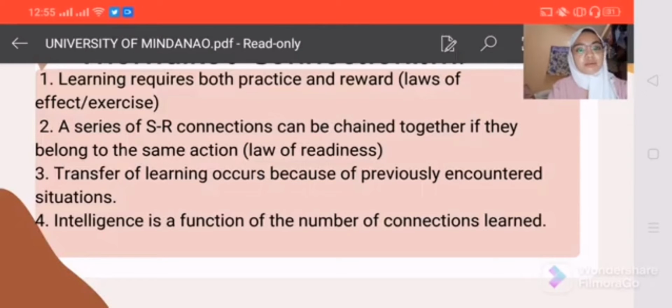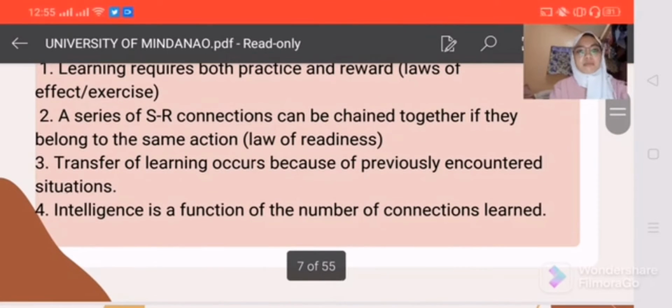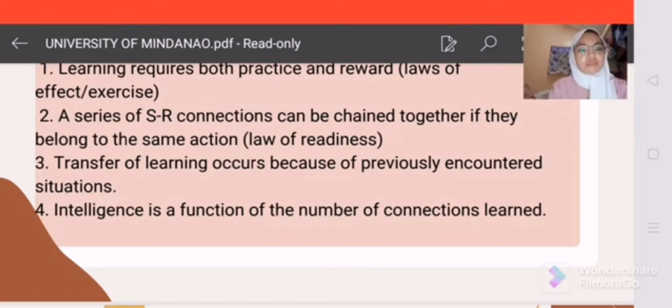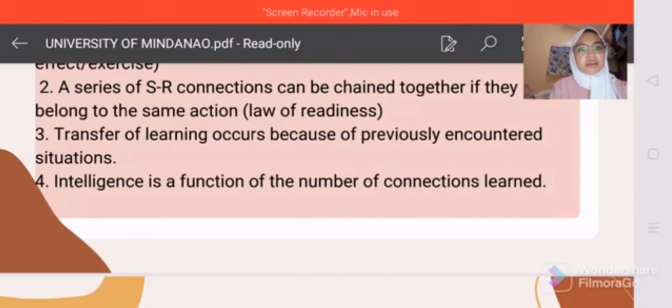So next, number 2, is a series of SR connections can be chained together if they belong to the same action. Then the law of readiness. Like what I said, the student needs to be ready. Like before you give quizzes, you have to give time to the students to study. So that's it.